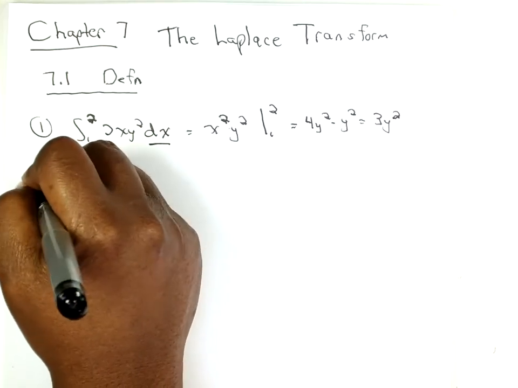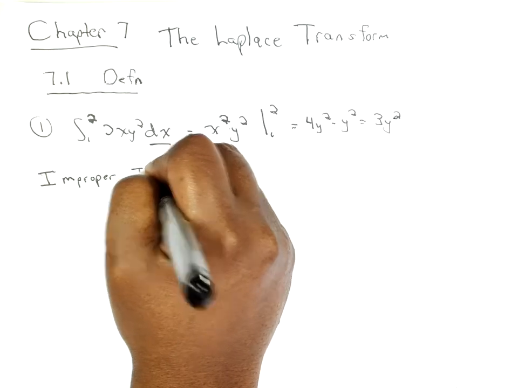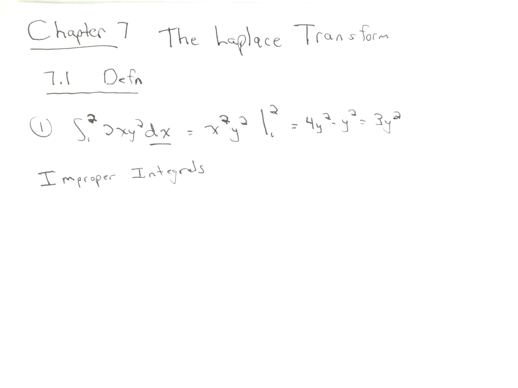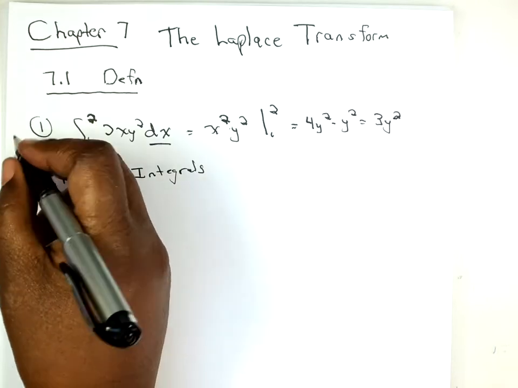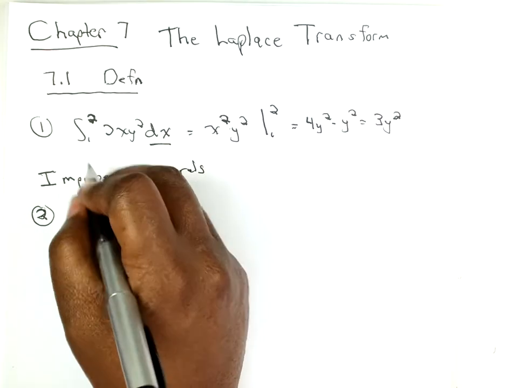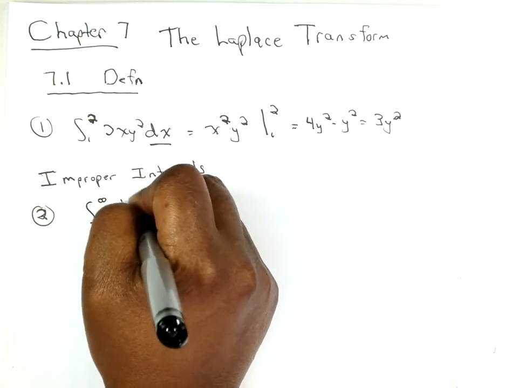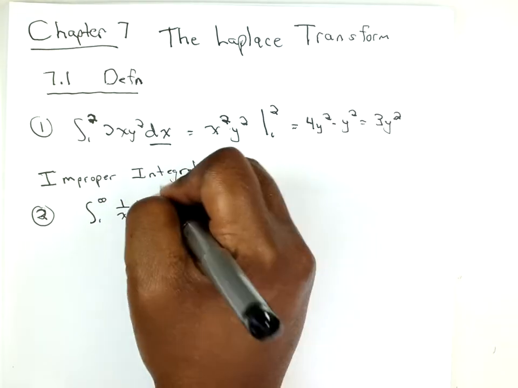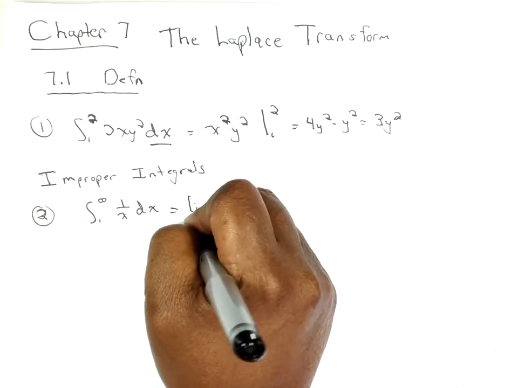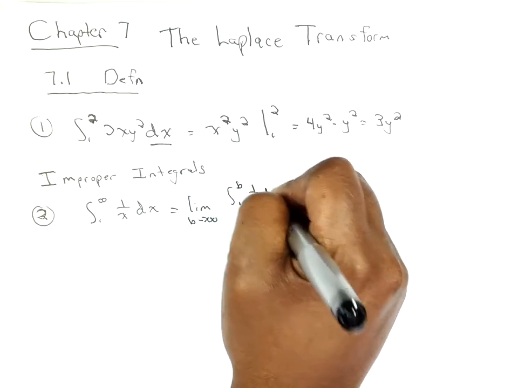The other concept is the improper integrals. And we're going to look specifically at the case where we have one of our endpoints at infinity. So improper integrals is number 2. And if I look at the integral from 1 to infinity, 1 over x dx, we do a rewrite, take the limit as b goes to infinity, of the integral from 1 to b, 1 over x dx.